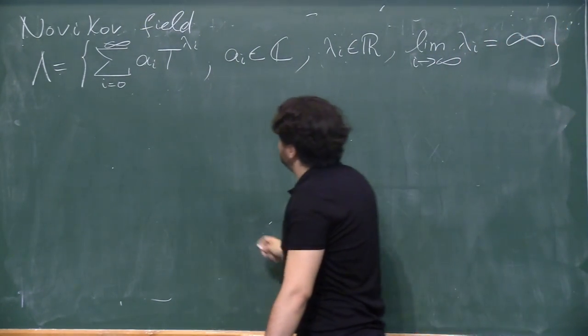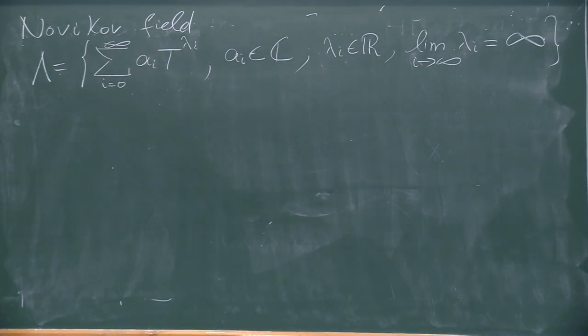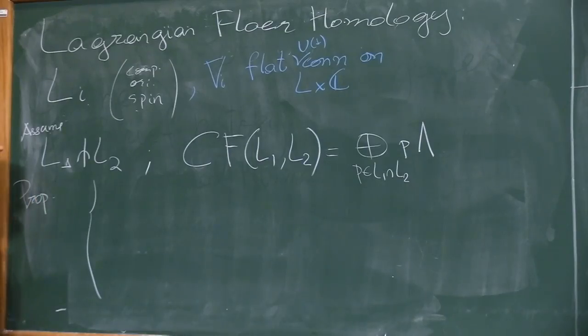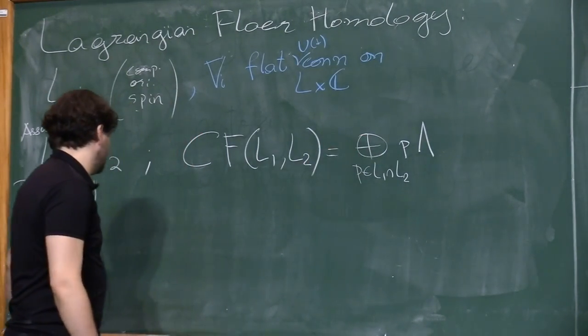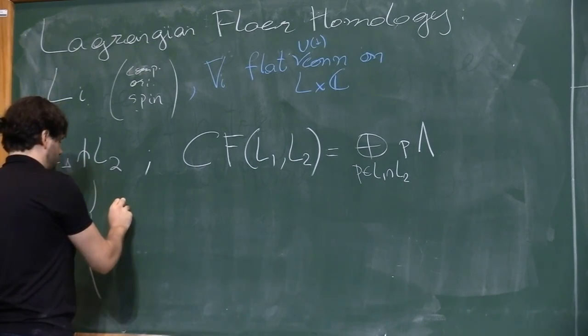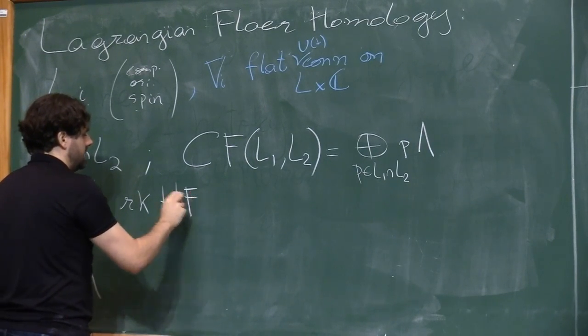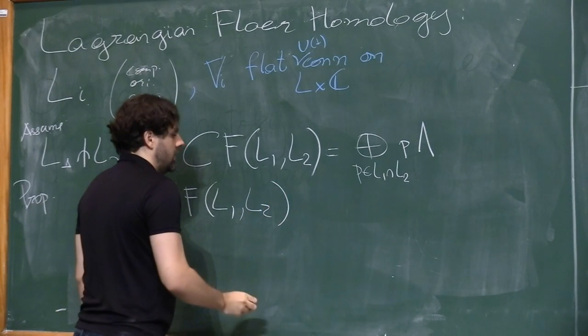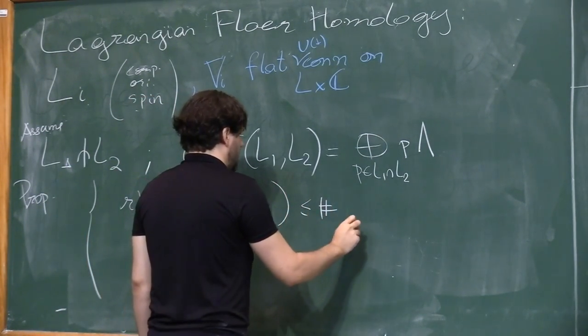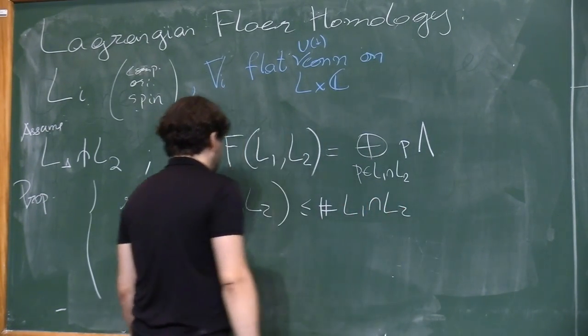And we need to use this formal parameter to take care of areas of the disks for the theory to work. So, this is our Floer complex, and before I tell you what the Floer homology should be, I'll tell you what properties it will have. The first one, if I want to do homology theory here, is that the rank of whatever homology I cook up with this complex will be less or equal than the number of intersection points between L1 and L2.